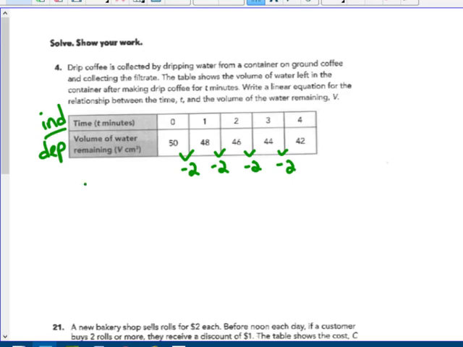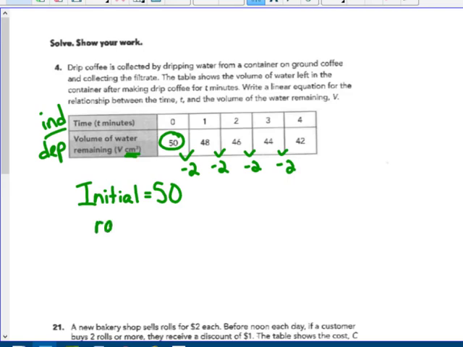So my initial, what is my initial starting point? I had 50 cubic centimeters of water. So my initial starting point was 50.